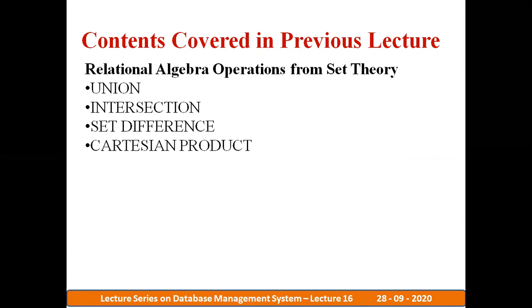As we already discussed, to perform the union, intersection, or the set difference operation, the two sets should be type compatible, or union compatible. So what is meant by type compatible? Two sets are said to be type compatible if the number of columns in one table is equal to the number of columns in the second table. That means if relation R and relation S are there, the number of columns in relation R should be equal to the number of columns in relation S.